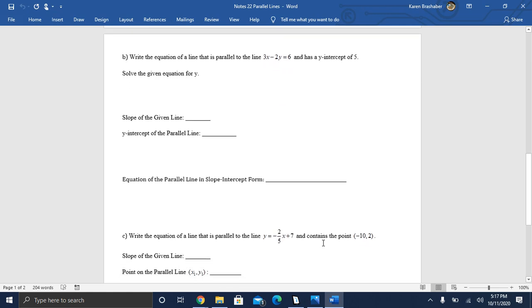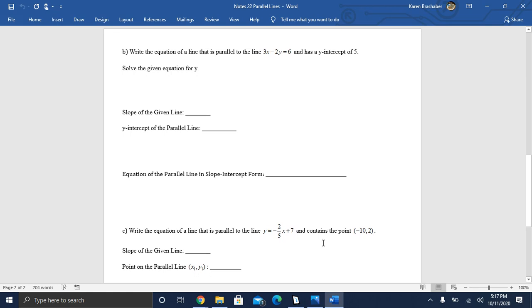And for this example, it says write an equation of a line that is parallel to the line 3x minus 2y equals 6 and has a y-intercept of 5. So for this one, it's not quite as easy for us to tell what our given line slope is. So we're going to have to solve that equation for y. So we'll take 3x minus 2y equals 6 and solve that for y.